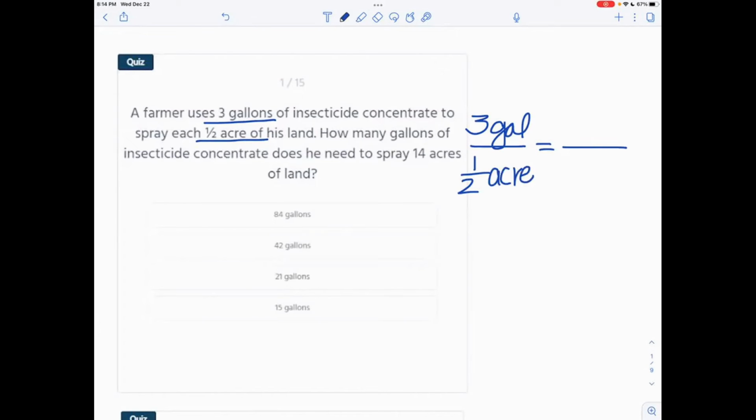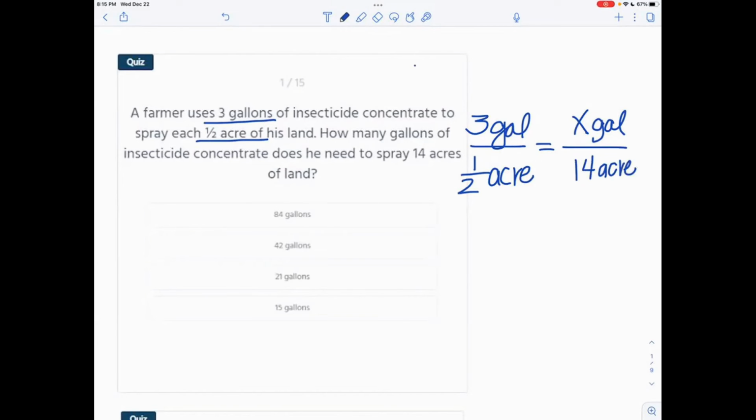Now, because I put gallons in the top position of this fraction, I'm going to put gallons in the top position of the second fraction. For the second fraction, it says how many gallons. That's an unknown, so I'm going to put X gallons. And because the acres in the first fraction are in the bottom position, I'm going to put the acres in the bottom position in the second one. So 14 acres down here.